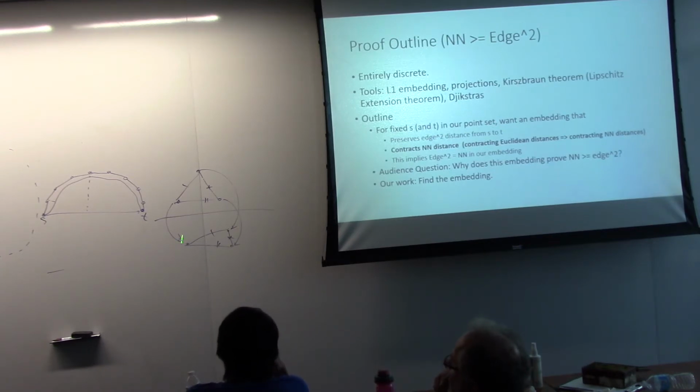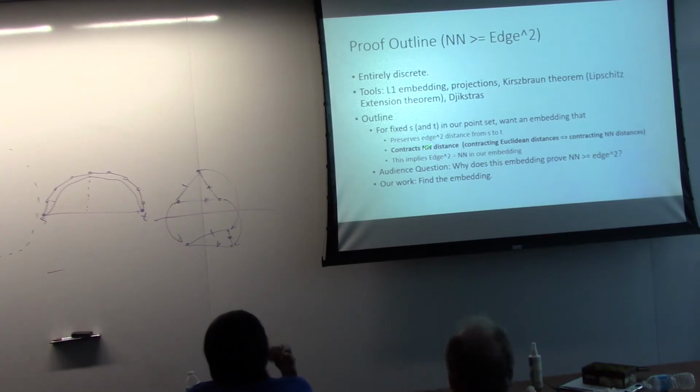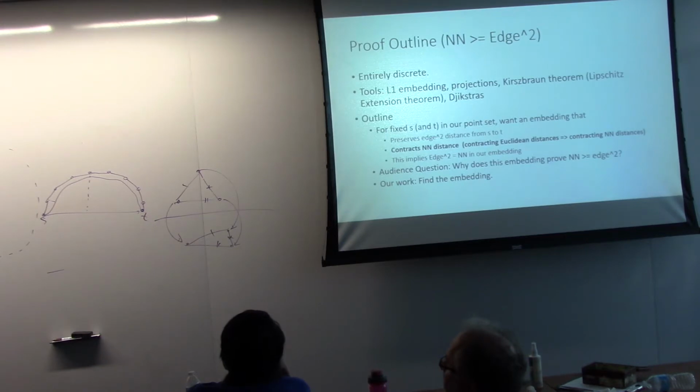Right? So now we're trying to find a contracted map on our entire space that shrinks Euclidean distance. That reminds us of what the Kirszbraun theorem says. The way we construct this embedding is we want to maximally contract all the other discrete pairwise Euclidean distances, while keeping the ST distance the same. How can we do that?